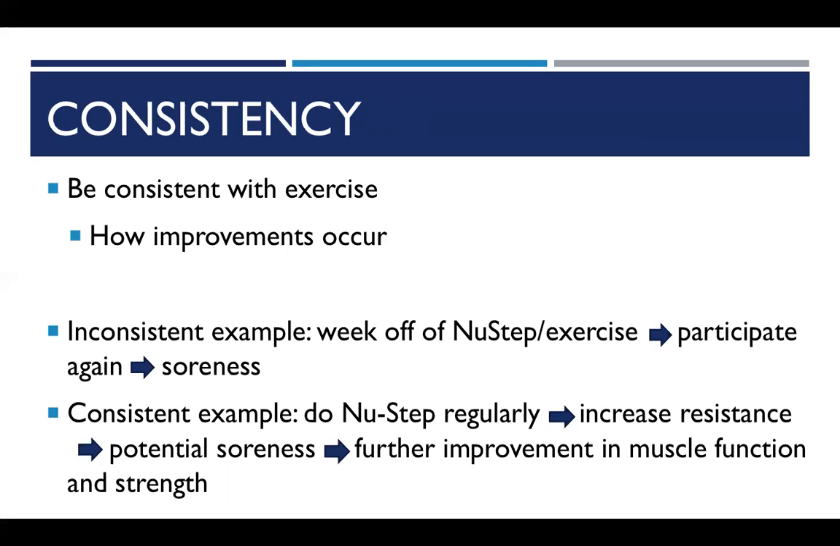The opposite example of that is to be consistent. So if you do the NuStep machine regularly, and then after time, you increase your resistance, you may still feel potential soreness. However, the difference is that when you increase your resistance and you feel soreness, more than likely it's because you're seeing further improvement in your muscle function and strength. So those are examples of the difference between being inconsistent and consistent, and what the soreness can mean with those.